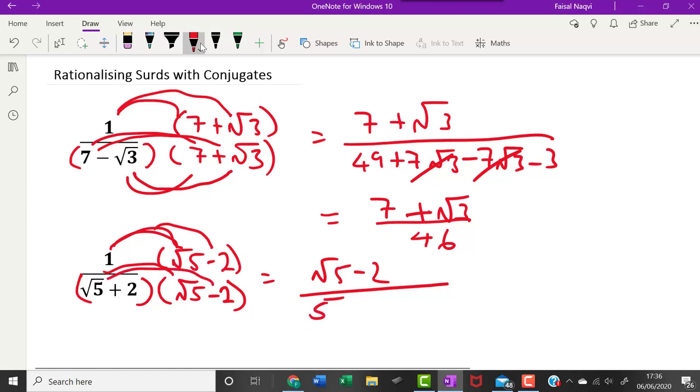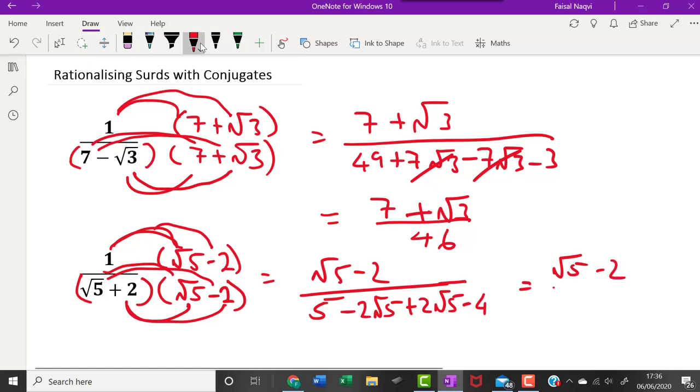Root 5 times minus 2 is minus 2 root 5. Then 2 times root 5 is plus 2 root 5. And 2 times minus 2 is minus 4. If we simplify that, I've got root 5 minus 2 at the top. And in my denominator, the minus 2 root 5 and the plus 2 root 5 cancel out. 5 take away 4 is 1, and that can be simplified even further to root 5 minus 2. That's my final answer.